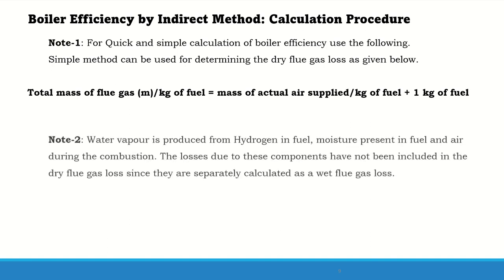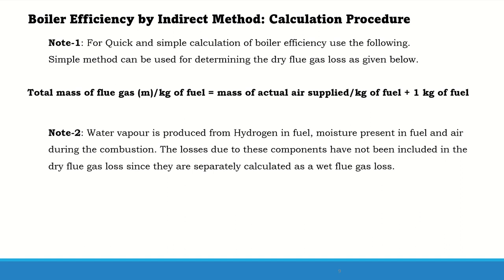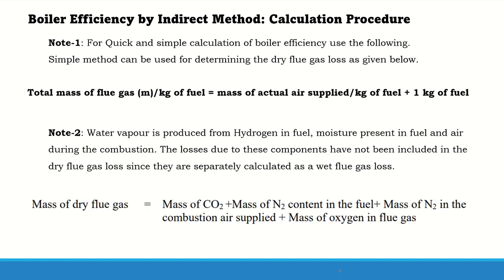Then the second note is that water vapor is produced from hydrogen in fuel, moisture present in the fuel and air during the combustion. The losses due to these components have not been included in the dry flue gas loss since they are separately calculated as a wet flue gas loss, which is calculated by a formula. The mass of dry flue gas equals mass of CO2 plus mass of N2 contained in the fuel plus mass of N2 in the combustion air supplied plus mass of oxygen in the flue gas.